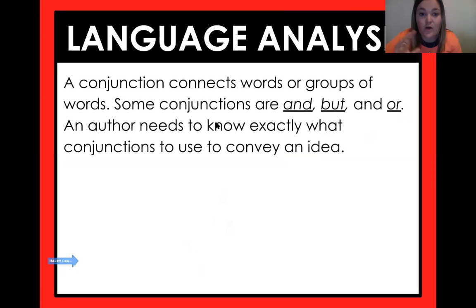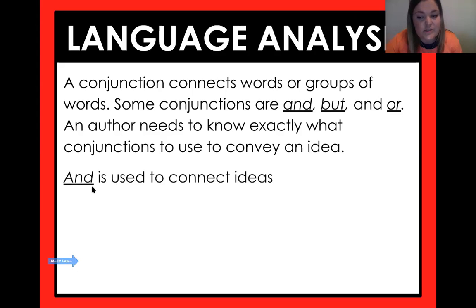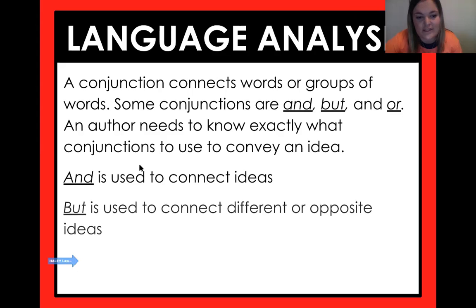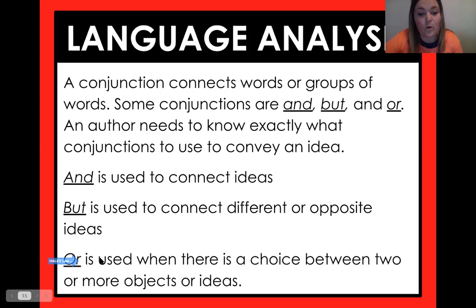So today, we're going to look at some conjunctions. A conjunction connects words or groups of words. Some conjunctions are and, but, and or. An author needs to know exactly what conjunction to use to convey an idea. And is used to connect ideas. We do that all the time. But is used to connect different or opposite ideas. And then or is used when there is a choice between two or more objects.